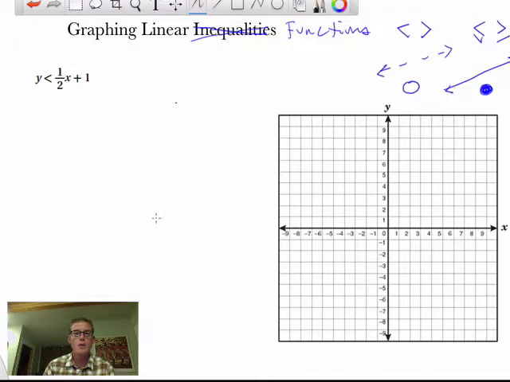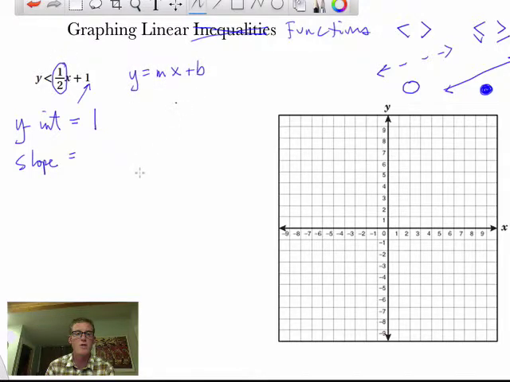All right, so what we're going to do is graph y is less than 1/2 x plus 1. Well, what I'm going to do first is find my y-intercept, and my y-intercept is 1, because that's this number right there. And then after that, I'm going to work on my slope, and that's this number, right? Because we're still going to use that y equals mx plus b format. So my slope is 1/2.